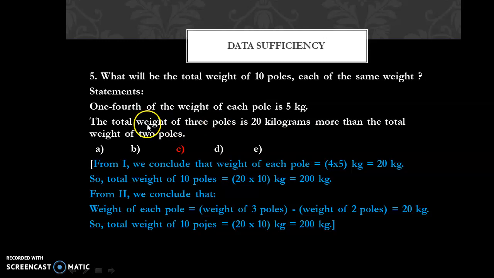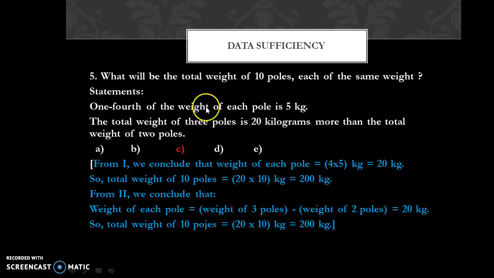The second statement tells that the total weight of 3 poles is 20 kilograms more than that of 2 poles. So 3 into 20 equals 60, which is more than the total weight of 2 poles, that is 2 into 20 equals 40. So 60 minus 40 equals 20. 20 kg, the weight of each pole, you will get. Then 20 kg into 10 poles, you will definitely get 200 kg.